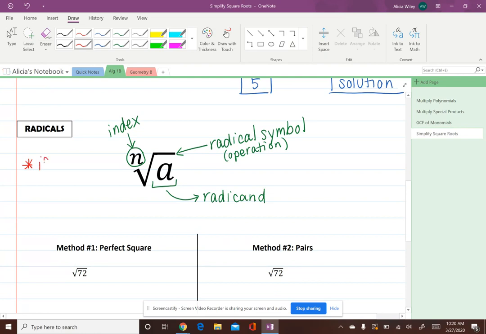So if there is no index, you assume the index is 2. Anytime that you have a square root, like if I had the square root of 16, if you want to put a 2 there, you can. It's not wrong, but in most textbooks, you're not going to see it written there. You would see it written as just the square root of 16, where there's no number written there.